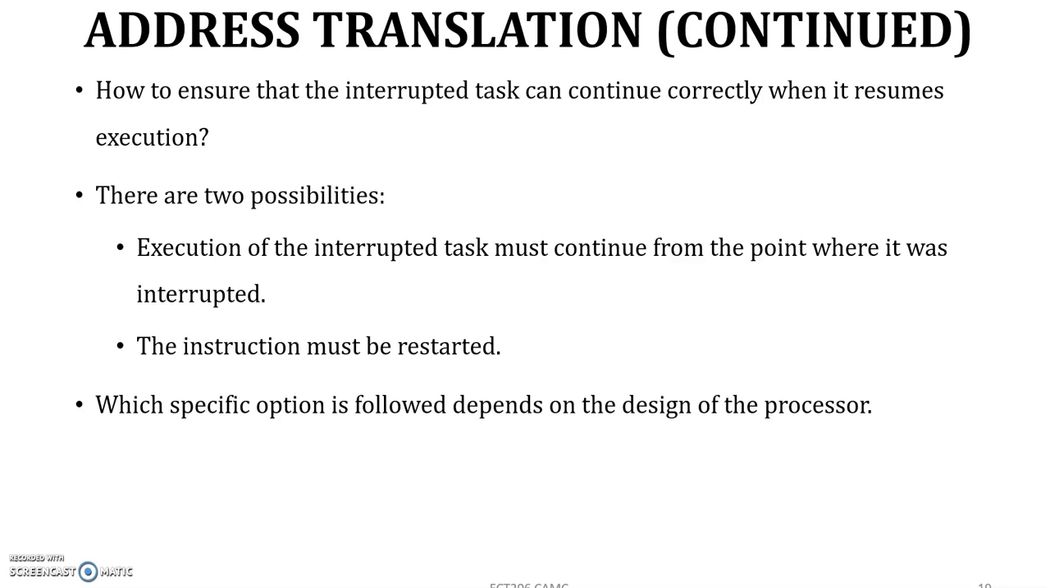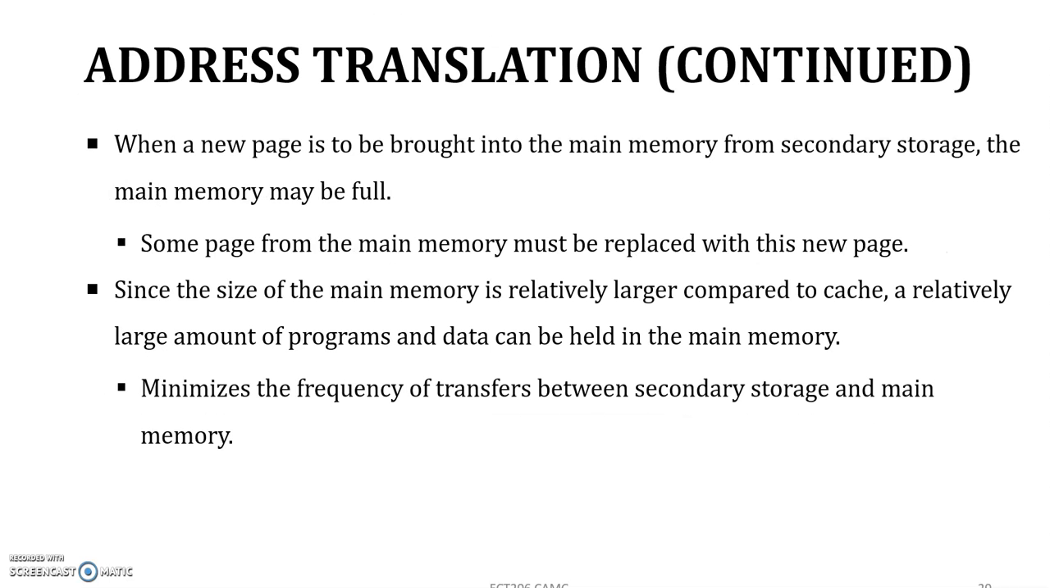How do we ensure that the interrupted task can continue correctly when it resumes execution? There are two possibilities. The execution of the interrupted task must continue from the point where it was interrupted, or the instruction must be restarted. Which specific option is followed depends on the design of the processor.